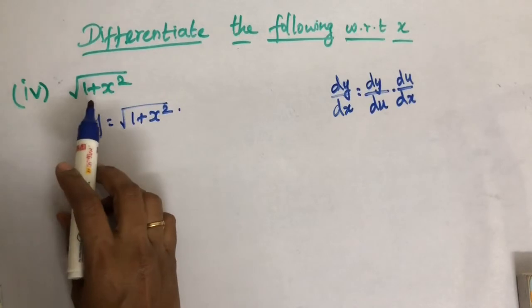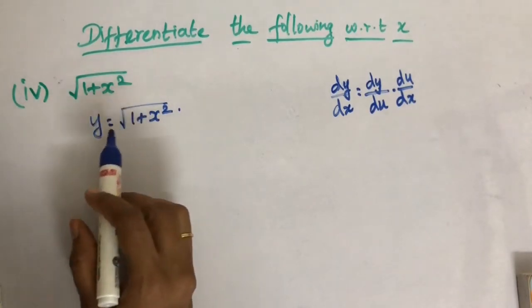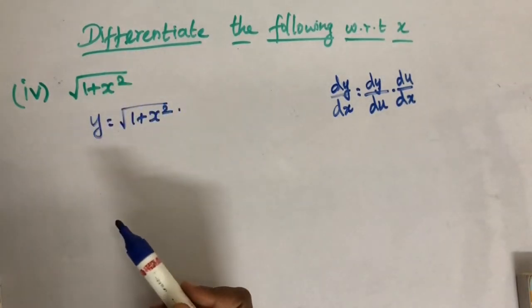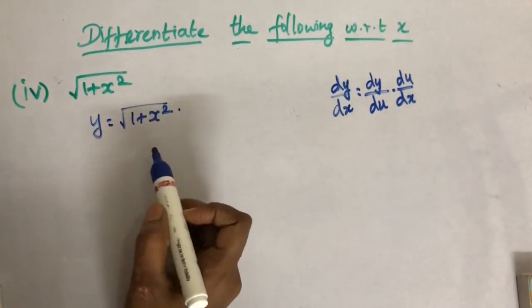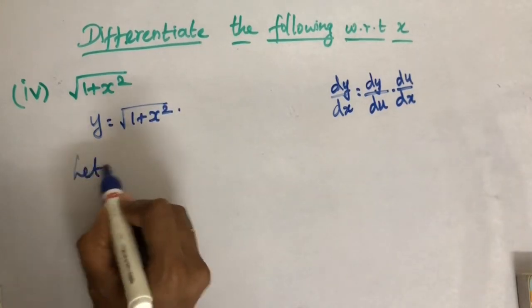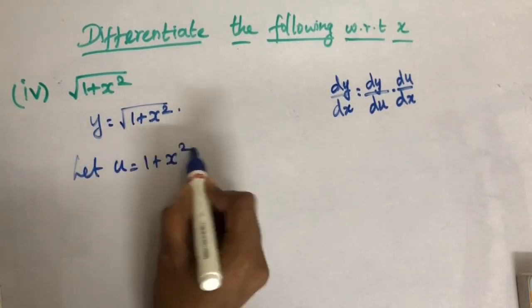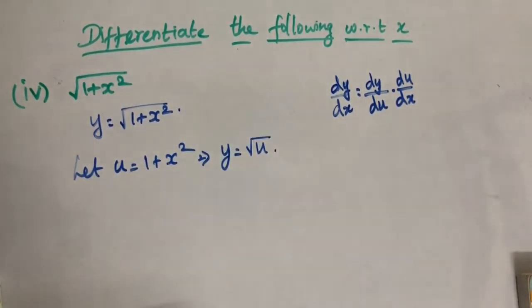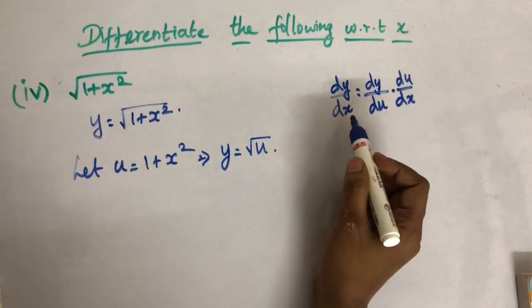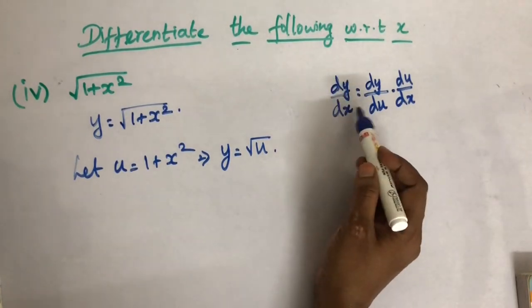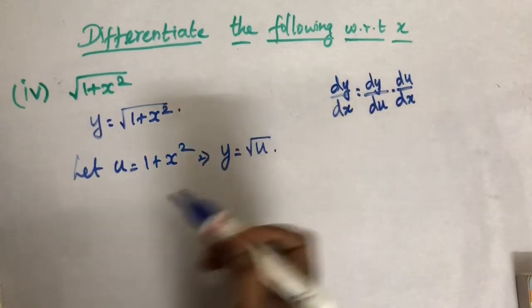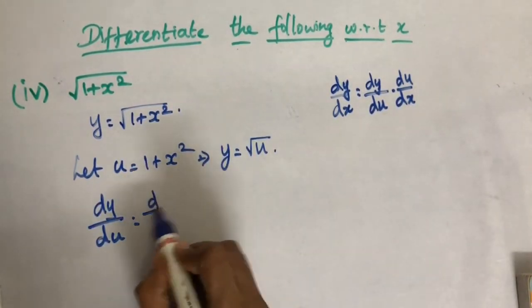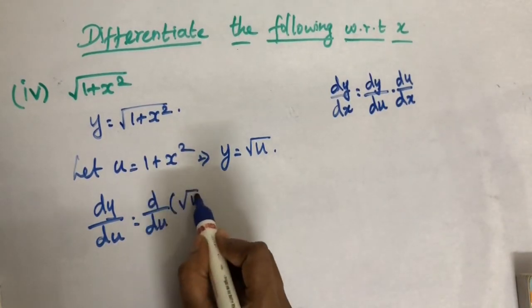Fourth one, square root of 1 plus x square. So this is also a square root function. We have another function inside. So y is equal to square root of 1 plus x square. Let u is equal to 1 plus x square. That implies y is equal to square root of u. Now, to calculate dy by dx, we should calculate first dy by du into du by dx. So dy by du is equal to d by du of square root of u.